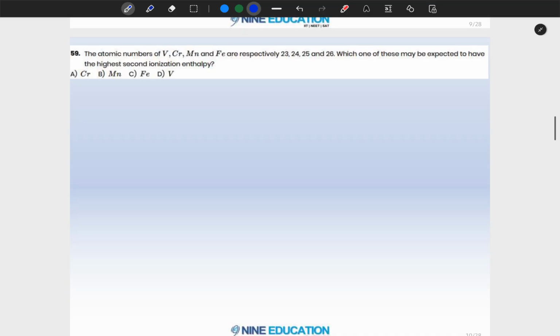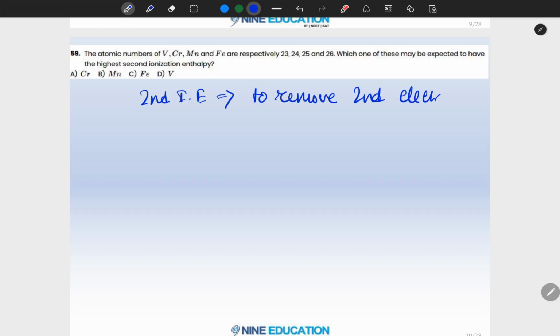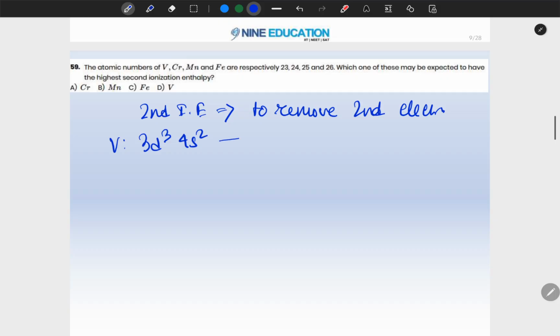Atomic numbers of vanadium, chromium, manganese and iron are mentioned, and we have to find out which element will show the highest second ionization enthalpy. Now second ionization enthalpy basically indicates the amount of energy required to remove the second electron. Right? Now in case of vanadium, what is the electronic configuration? 3d3 4s2. So after removing the first electron, the configuration will be 3d3 4s1, and after removing the second electron, the configuration will be reduced to 3d3 only.